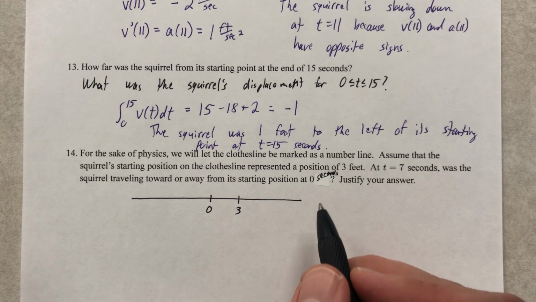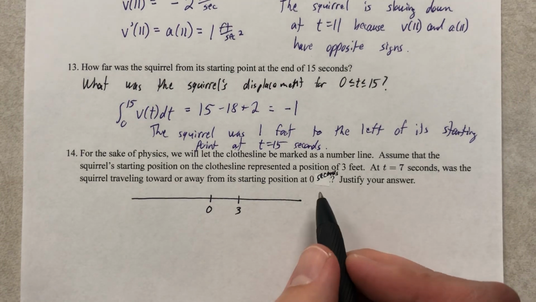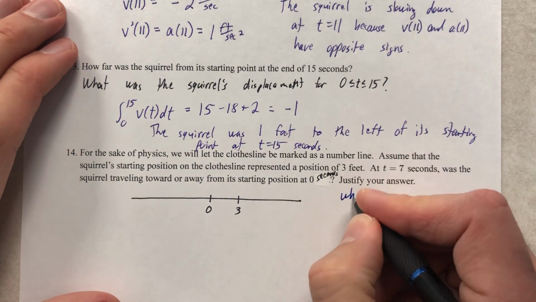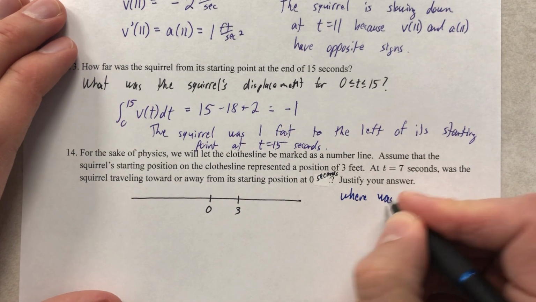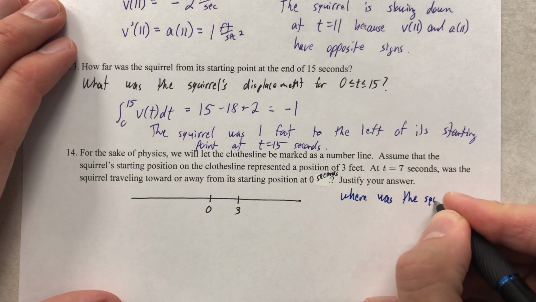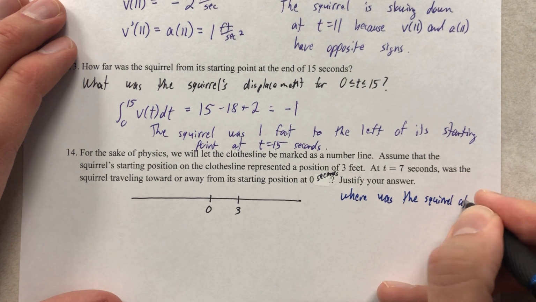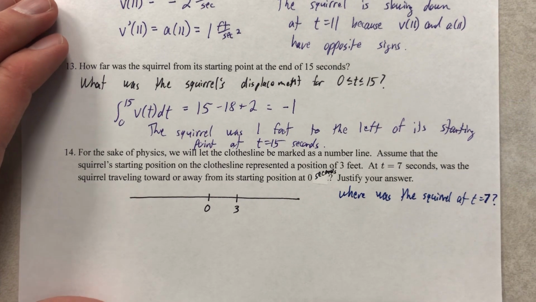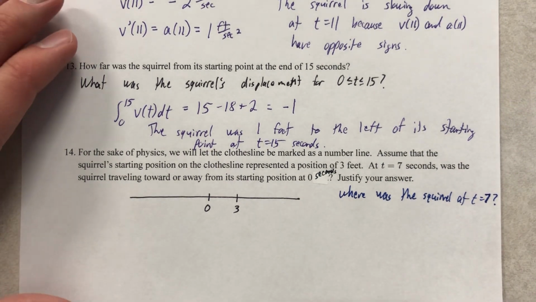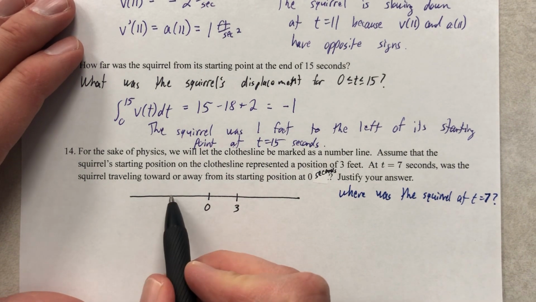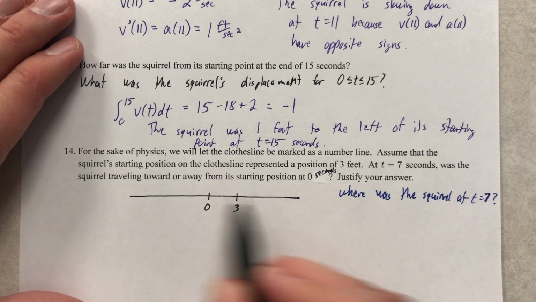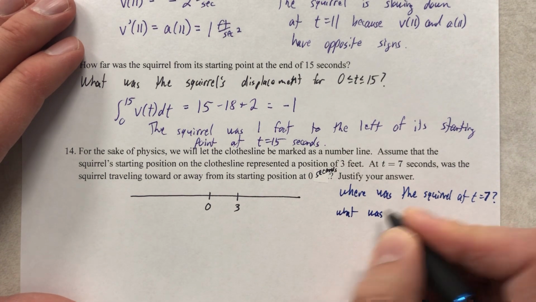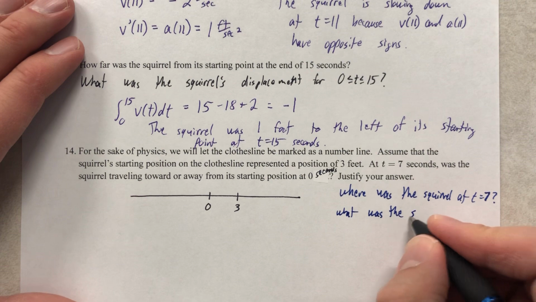Okay, so here's what I need to know. This is a tricky question. I would like to know a couple things, and I'm going to write out my thoughts in blue. Where was the squirrel at t equals 7? I need to know that. That doesn't answer the question, but it's going to help me get there. So was the squirrel over here? Was the squirrel over there? Was the squirrel somewhere in between?